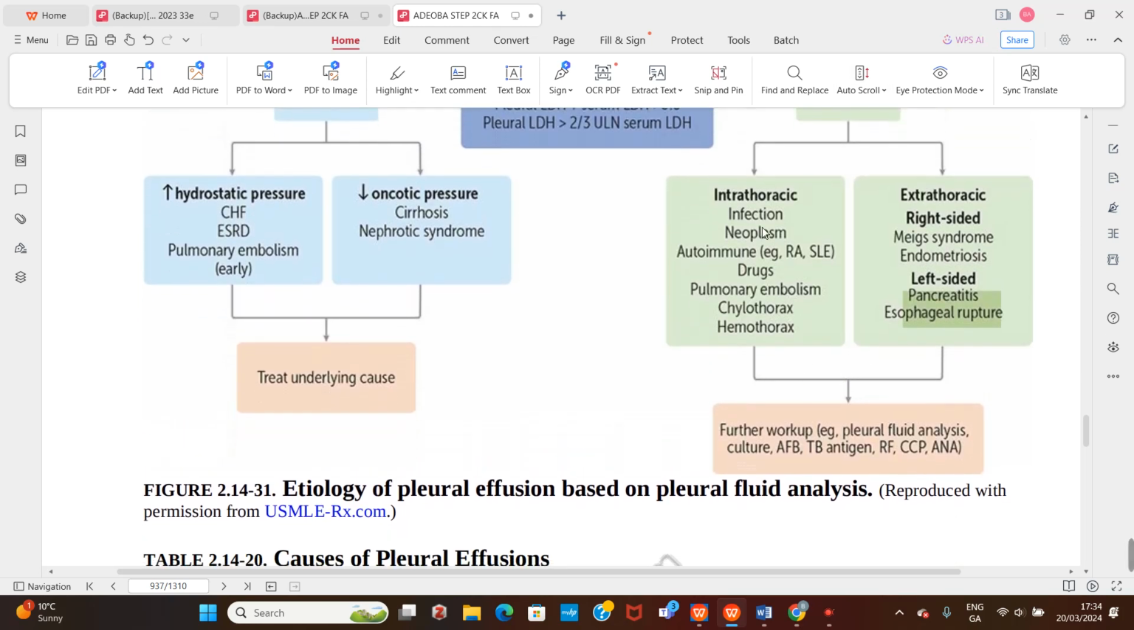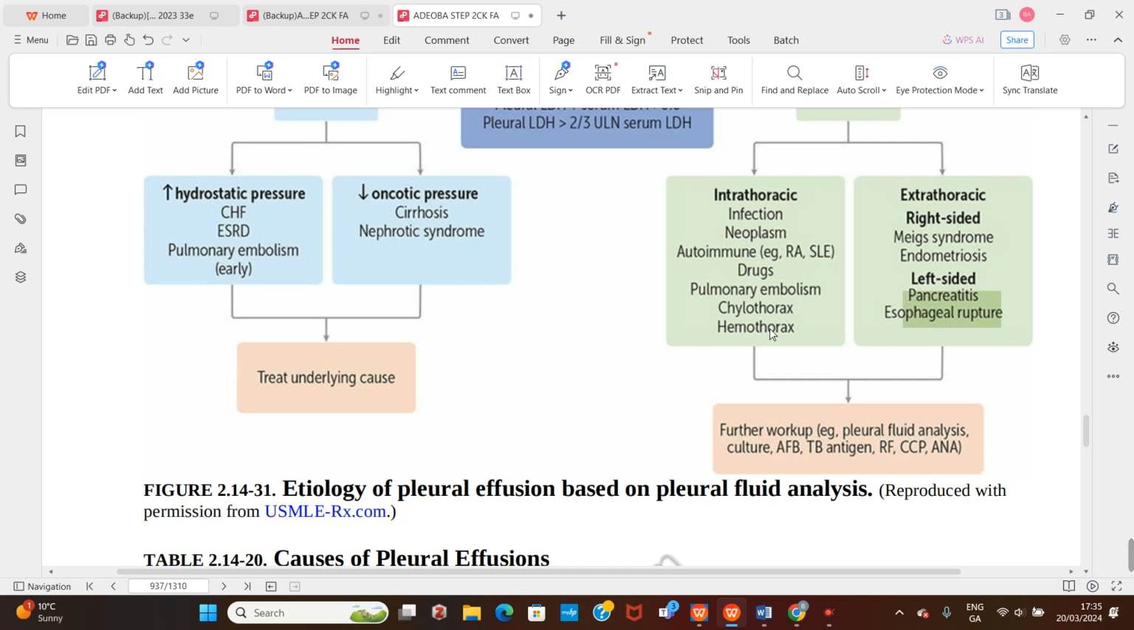So these people now need to get further workup. We need to obtain that pleural fluid and subject it to further analysis. So we want to do a biochemical workup, we want to do a microbiological workup, we want to do a cytologic workup, because you don't know whatever is causing it. Cytologic workup will help you identify the cells that are there, particularly malignant cells. Your biochemical workup will give you an idea of if it's infection.